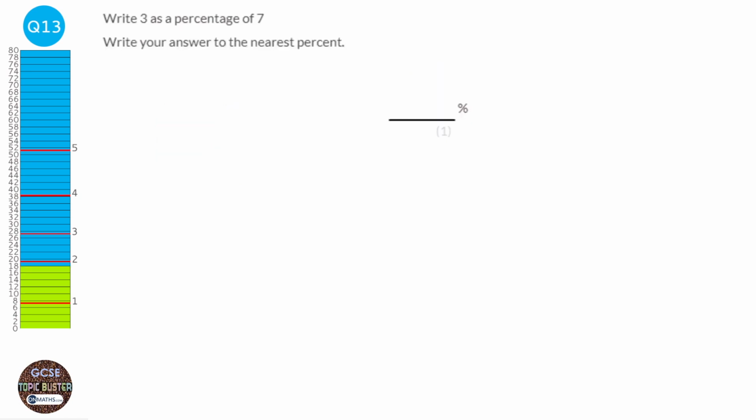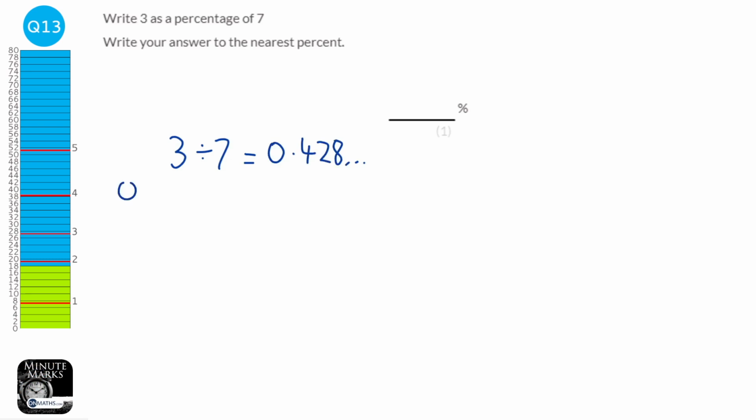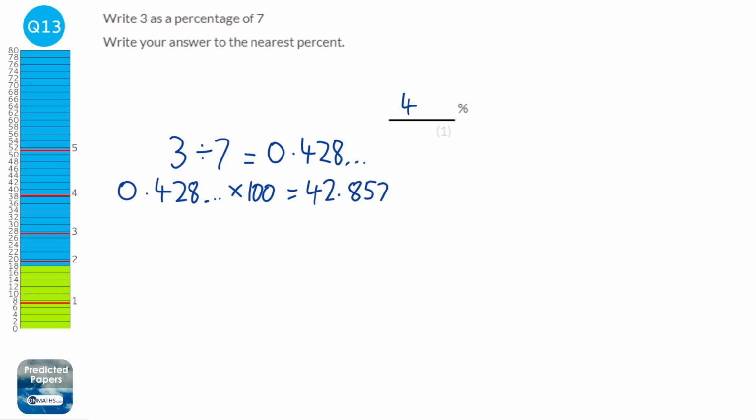So what we can do here is 3 divided by 7 to find out what percentage 3 is of 7. Find out what that is as a decimal, which would be 0.428 and so on. And then to convert a decimal into a percentage, we times by 100, and that will be 42.857. It wants it to the nearest percent, so that's going to round to 43%.